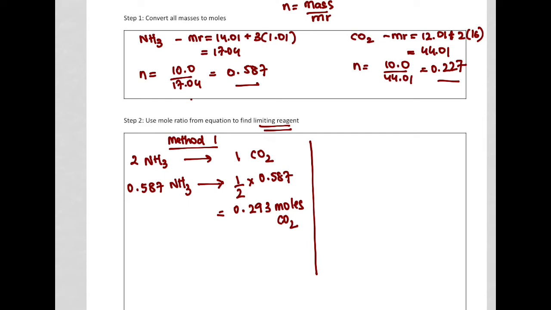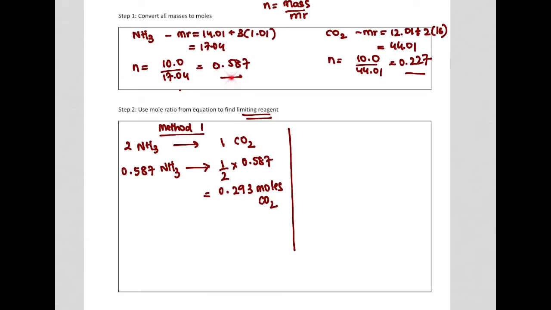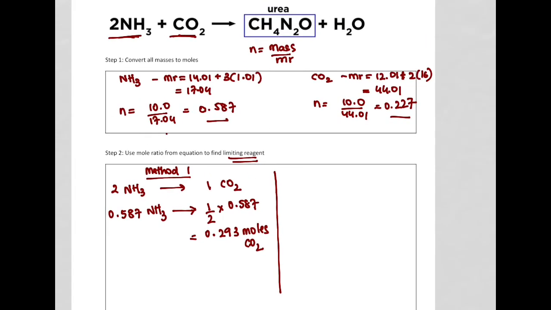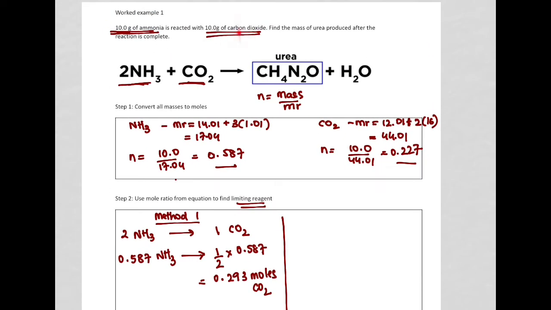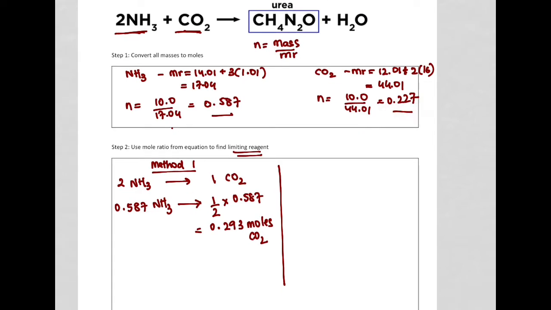So from the calculation, we find that the number of moles of ammonia that we have, based on the mass of ammonia that we are using, this number of moles of ammonia will react with 0.298 moles of carbon dioxide. It will need this amount of carbon dioxide to react completely. But based on the amount of carbon dioxide that we have been provided, so 10 grams, which is equivalent to 0.227 moles of carbon dioxide, so we don't have enough of carbon dioxide.